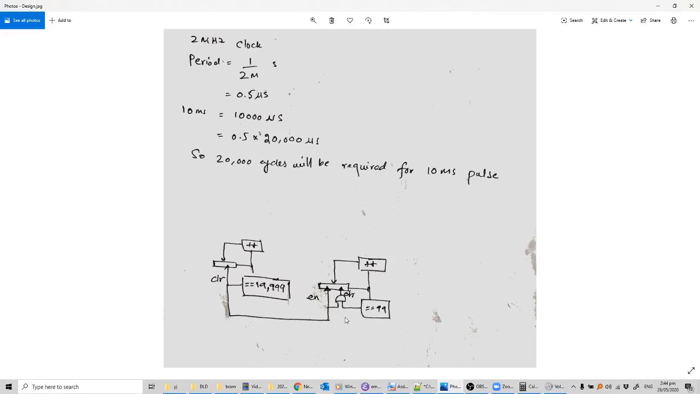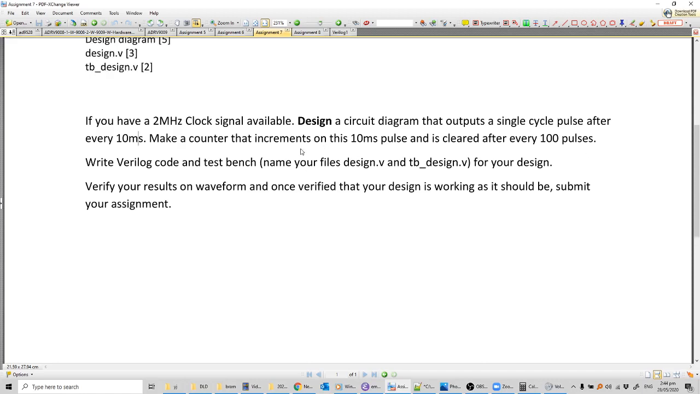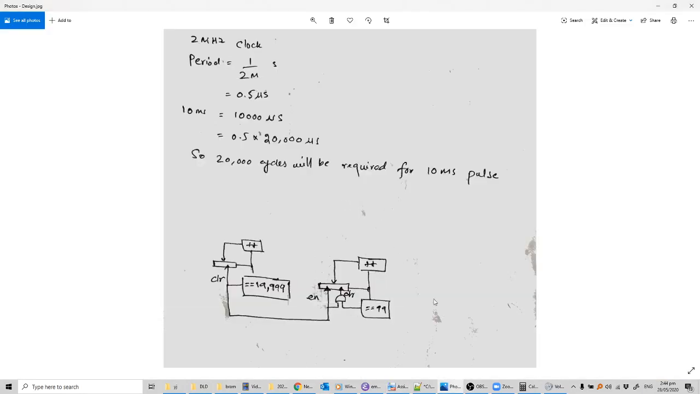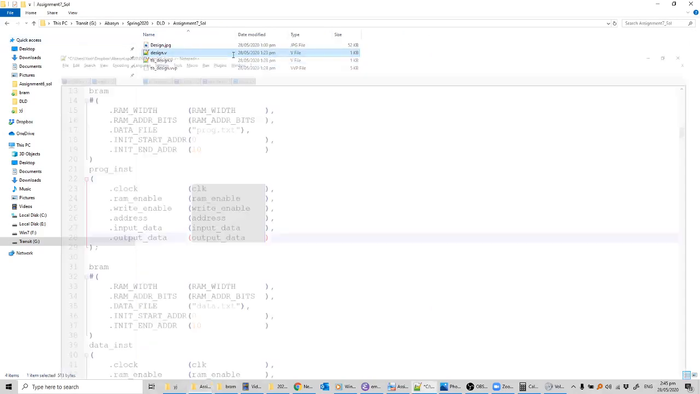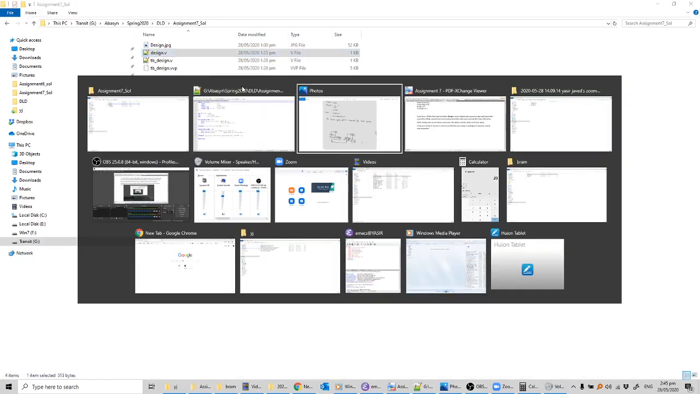So the first part of the assignment was design, and if you see the marks distribution, the design had more marks than writing the code, because writing code is a simple thing. So for writing code, we can create design.v. I've made its name design1.v, because design is probably a keyword, so I'll just change it to design1 instead. So here is the design.